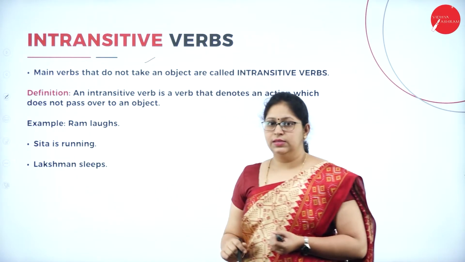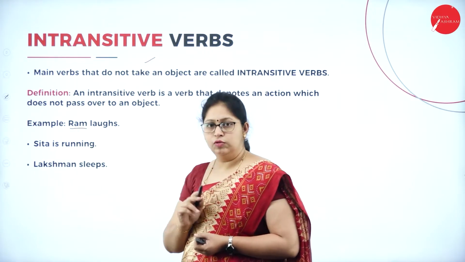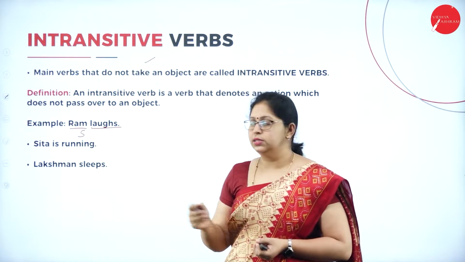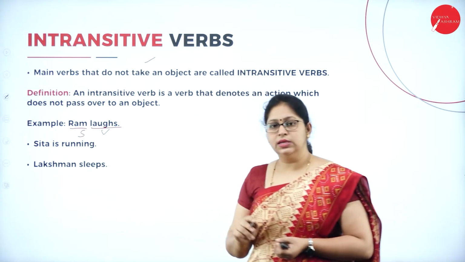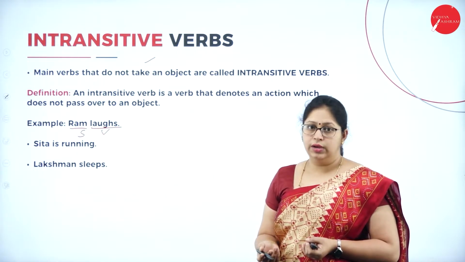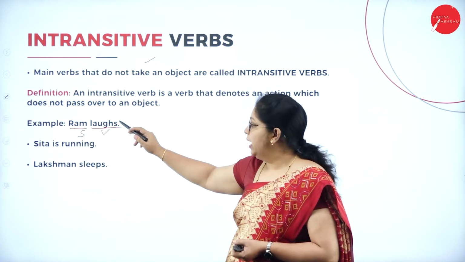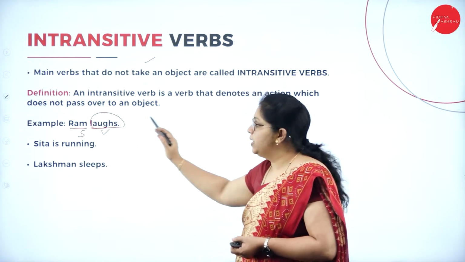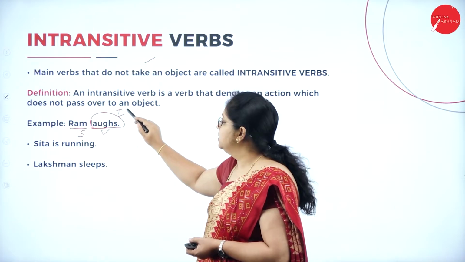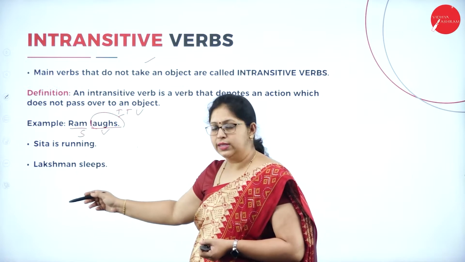Ram laughs. At whom does he laugh? That is not there. Ram is the noun part, right? So this is subject and laughs is action. This is verb. Now in this, is there any object? At whom did he laugh? No, correct? So this pattern is called subject verb pattern of sentence, and the verb which does not pass to the object in the sentence is called intransitive verb. Is it clear? Let us do two more examples.